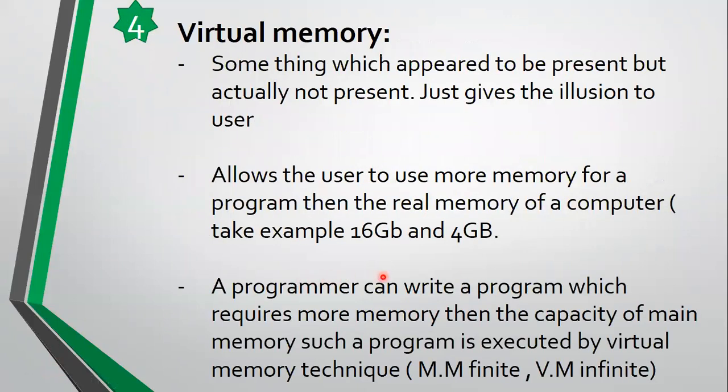The virtual memory appears to be present, but it's not present at the same time. It just gives an illusion to the user. For example, if a programmer wants to write a program which requires more memory, then this program will be executed by the virtual memory technique. Looking into this example, if we have the real memory of 4 GB and we have the virtual one of 16 GB, and the program is about 10 GB, it will be executed by the virtual memory of 16 GB.